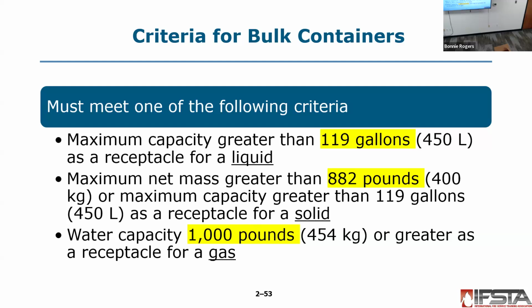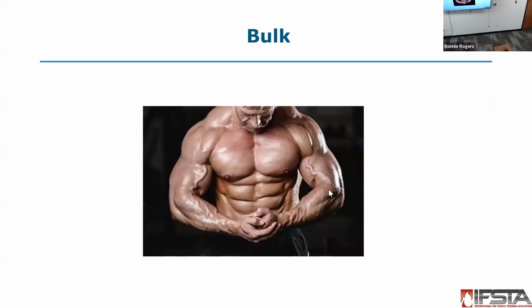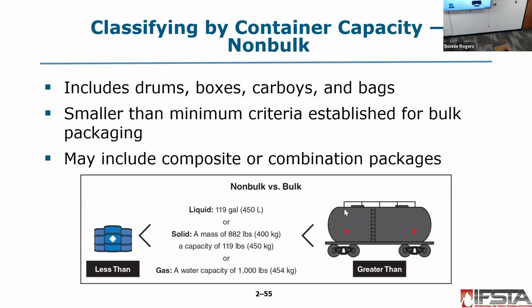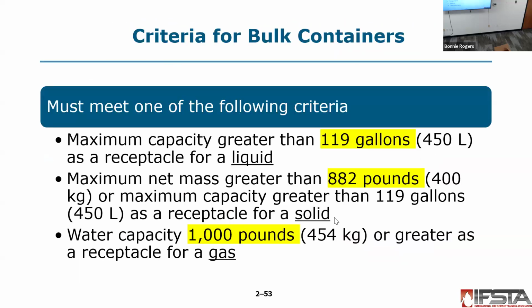So, kind of random, 119 gallons, and it's because we're in America and we do things weird. 450 liters, 400 kilograms. So the big thing: bulk is big, non-bulk is small. All right, so bulk is greater than 119 gallons, greater than 882 pounds.